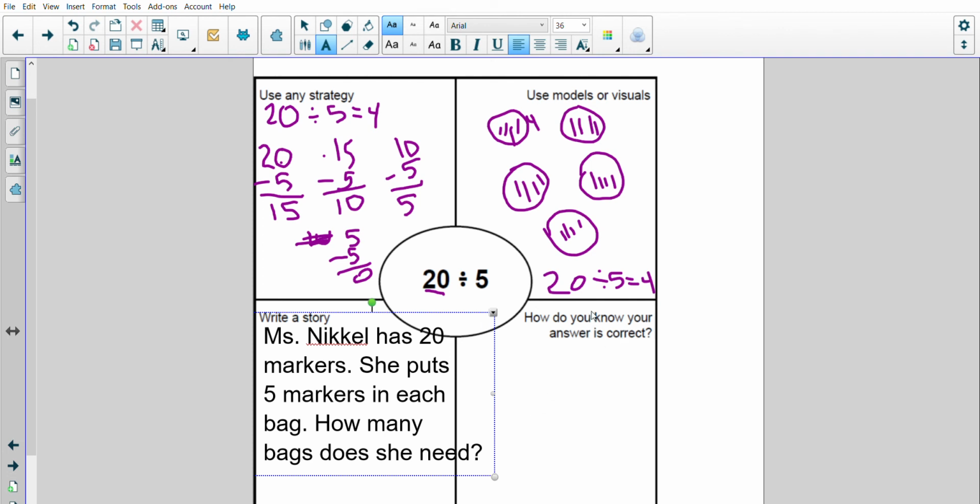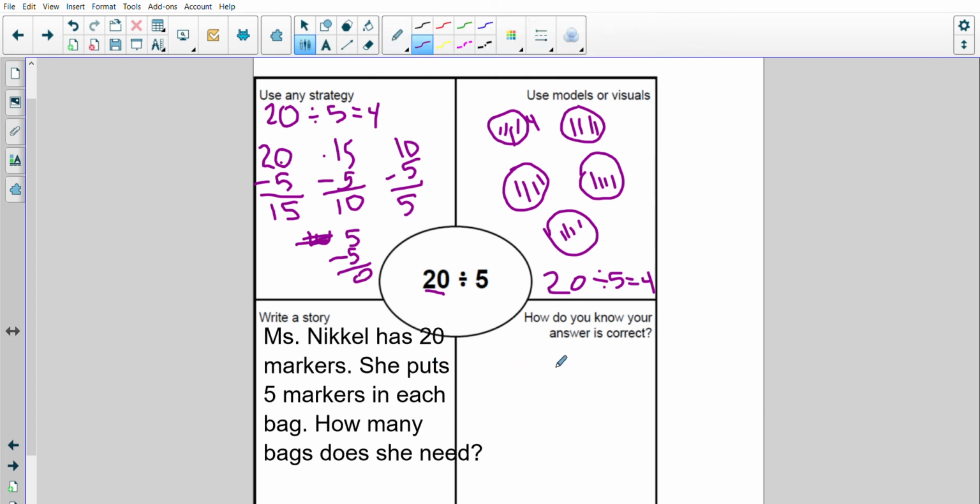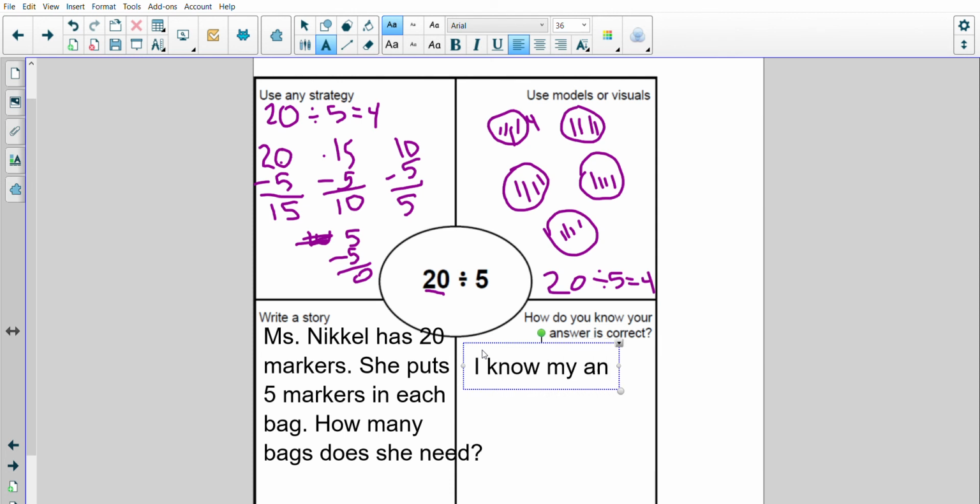So I put these markers again into bags. How do I know my answer is correct? Well, the one thing I do love with division is I can always check it with multiplication. I know my answer is correct because, and then you can explain that 4 times 5 equals 20, and that is a fact family of 20 divided by 5, and just explain it after that. So make sure you fill in the blank. How do you know you got this answer right?